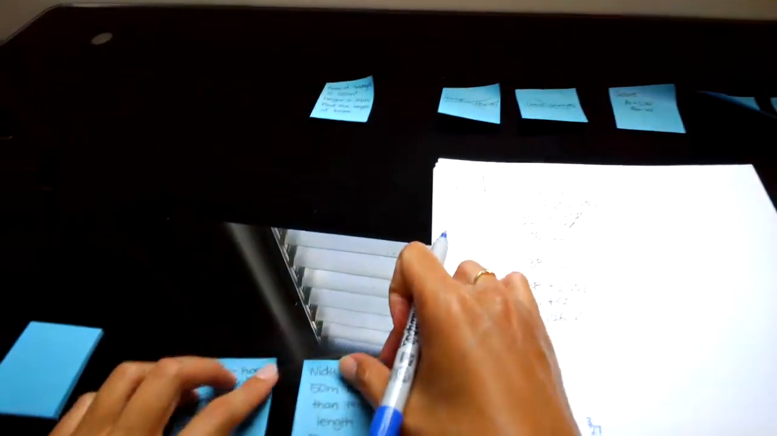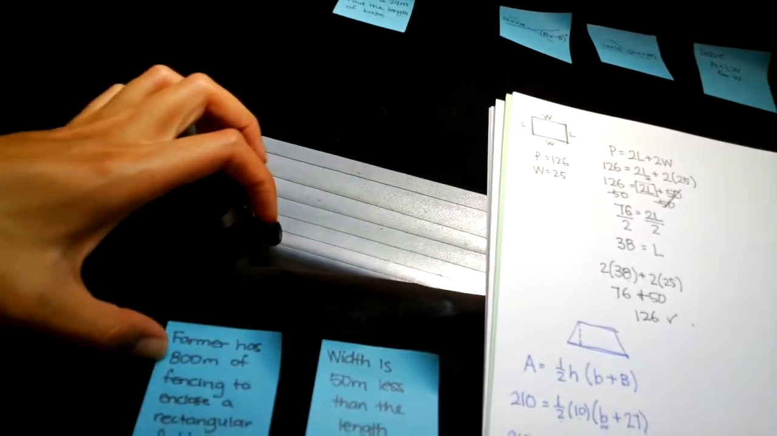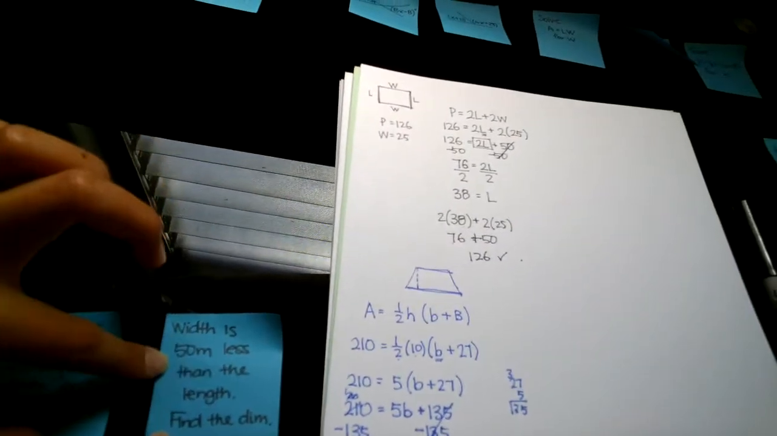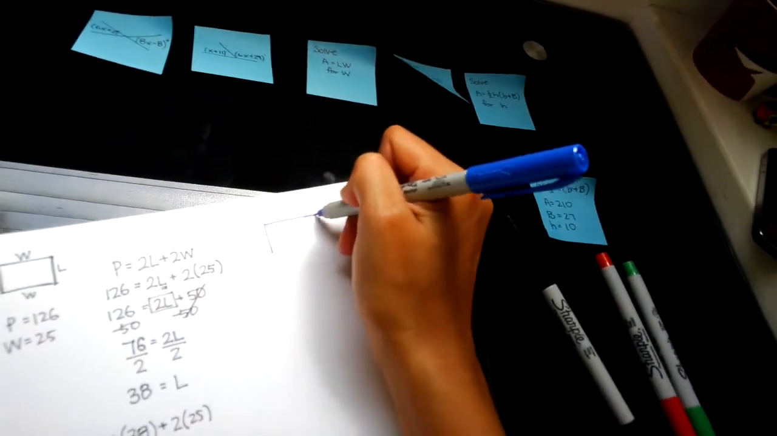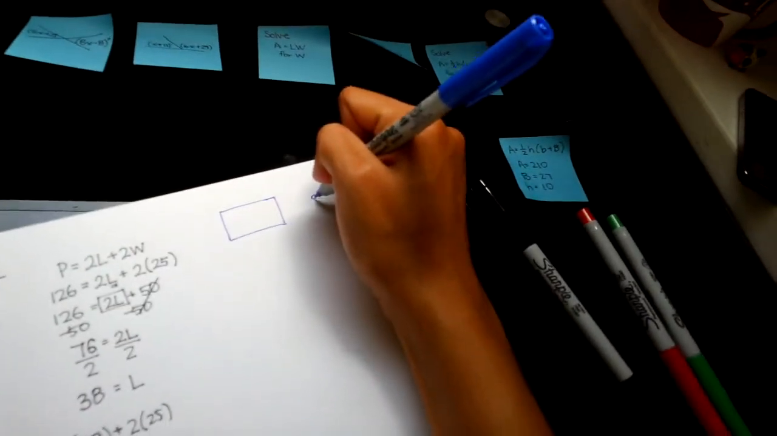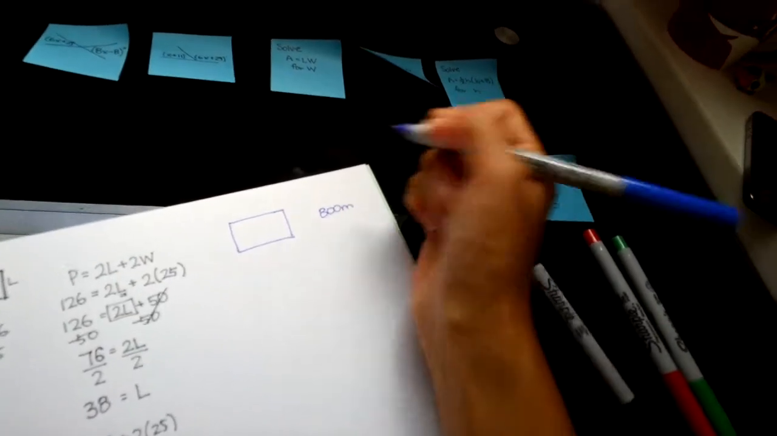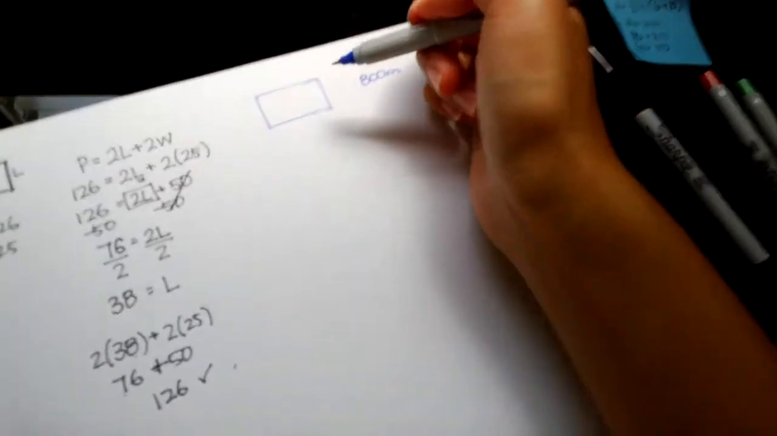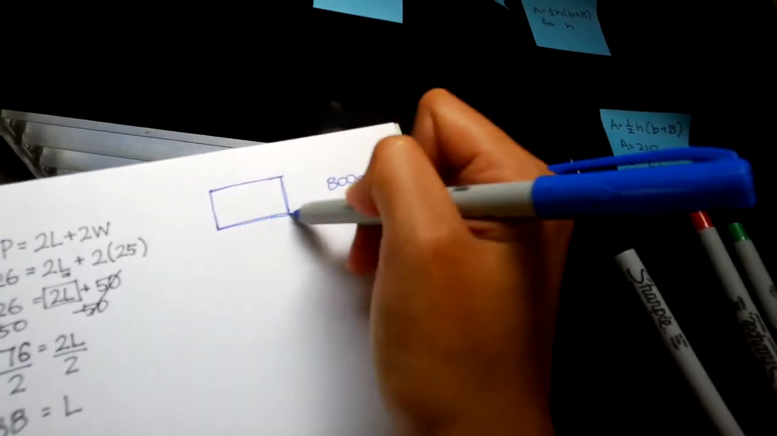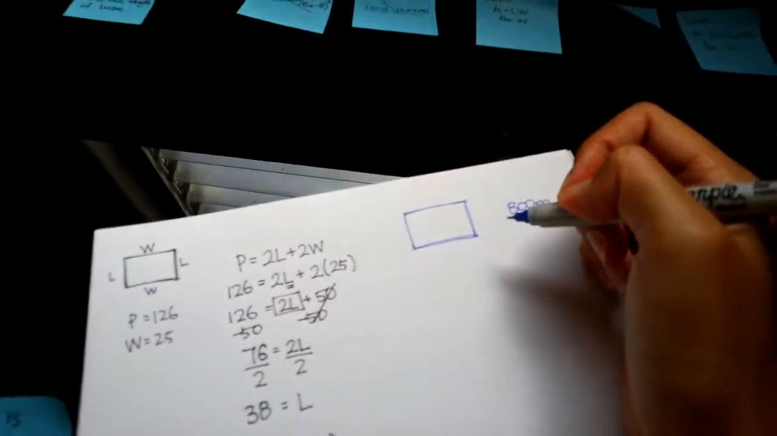The next one is a farmer has 800 meters of fencing to enclose a rectangular field. The width is 50 meters less than the length. Find the dimensions. So we have all the information that we need, right? So we have a rectangular field. We know that. And total amount of fencing is 800 meters. And fencing, mind you, we go around the perimeter, right? You don't fence the entire area, you just fence the perimeter.